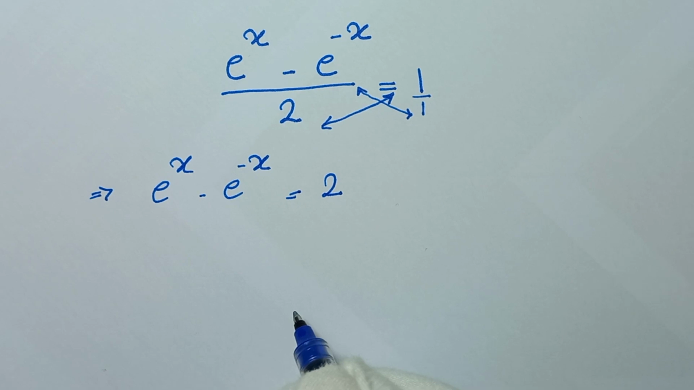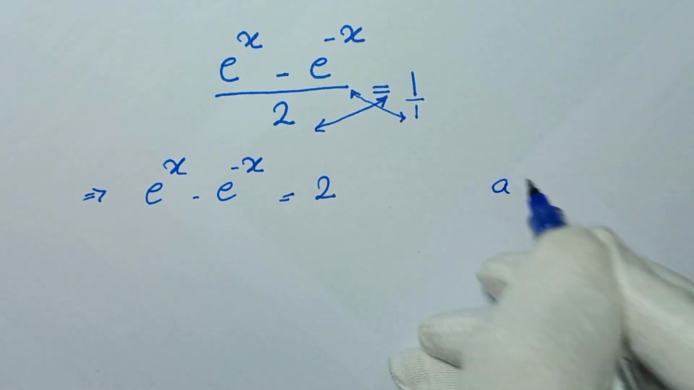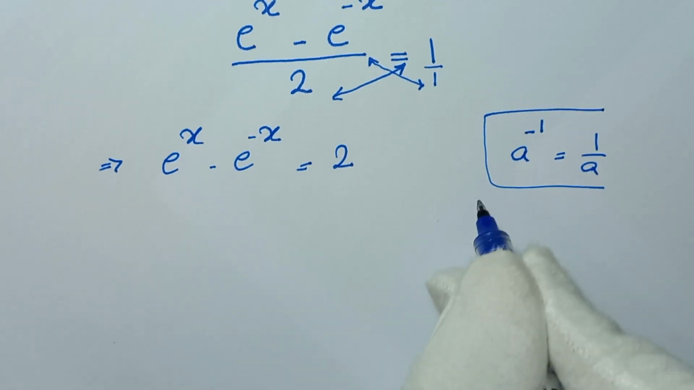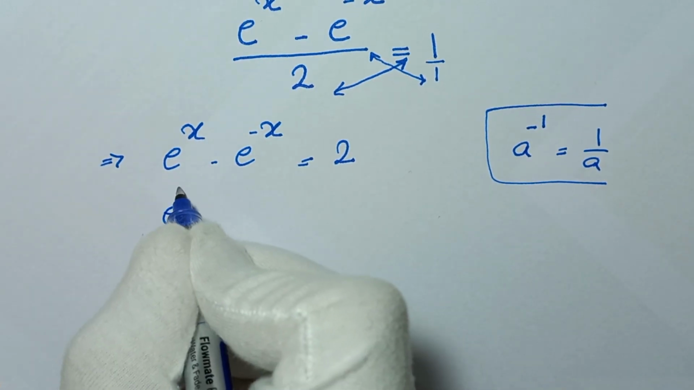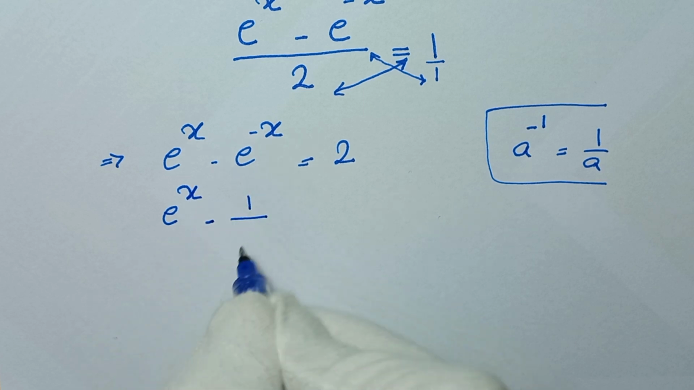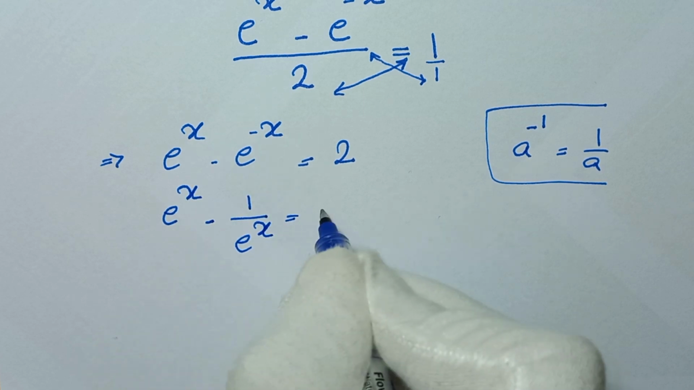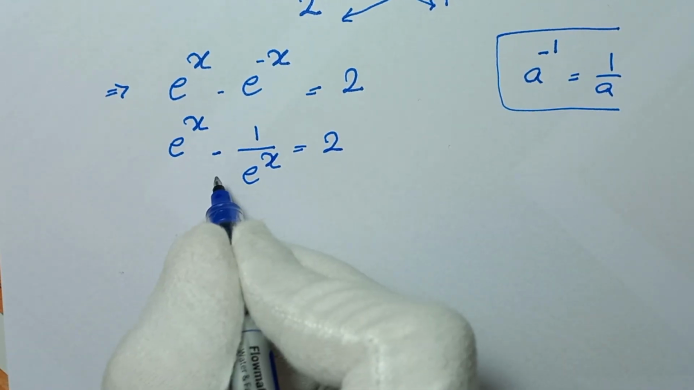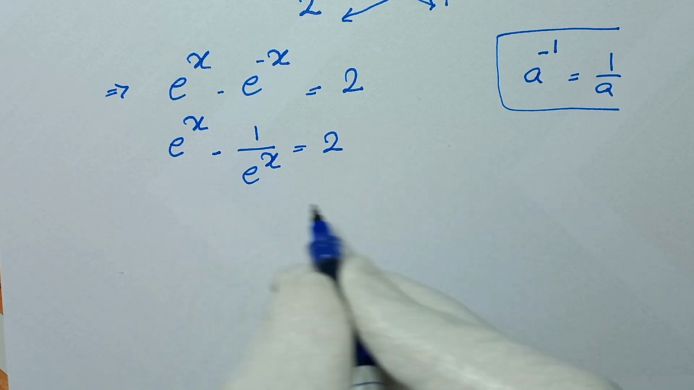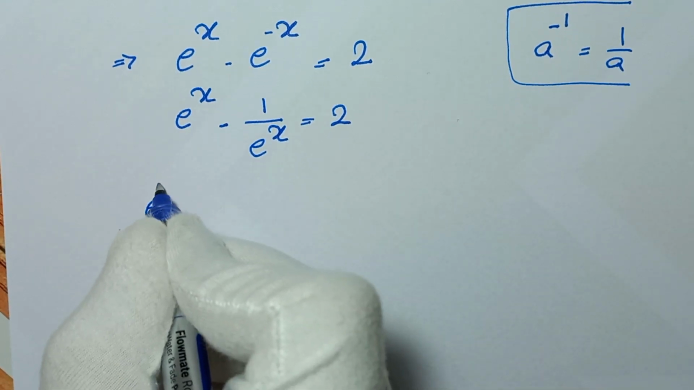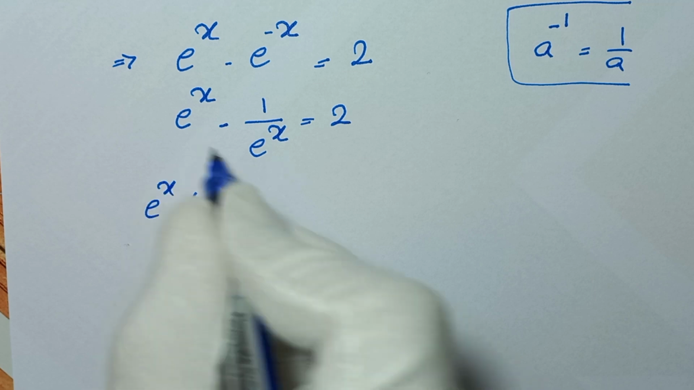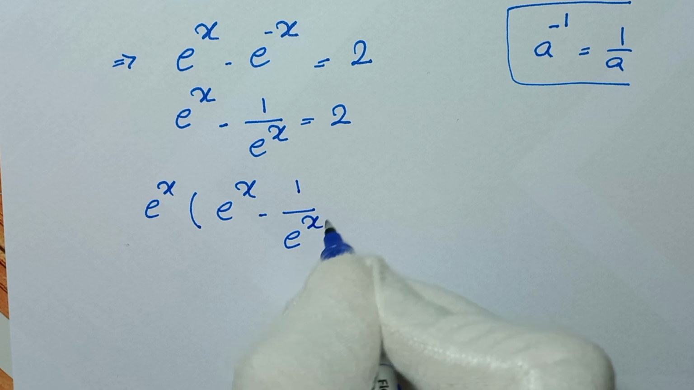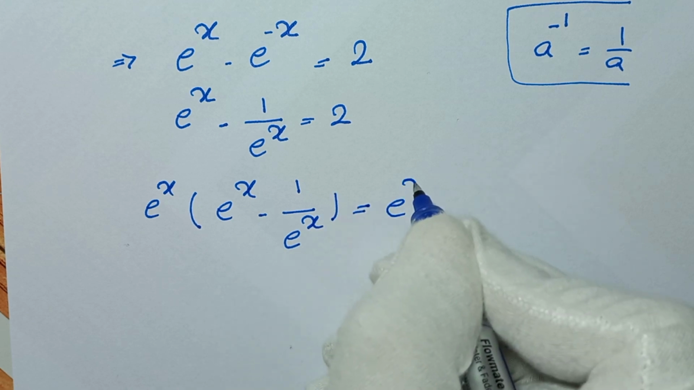In the next step, as you know, if we have a^(-1), this is equal to 1 over a. So here we can write this as e^x - 1/e^x = 2. In the next step, we multiply both sides of this equation by e^x. So it will be e^x times (e^x - 1/e^x) = e^x times 2.